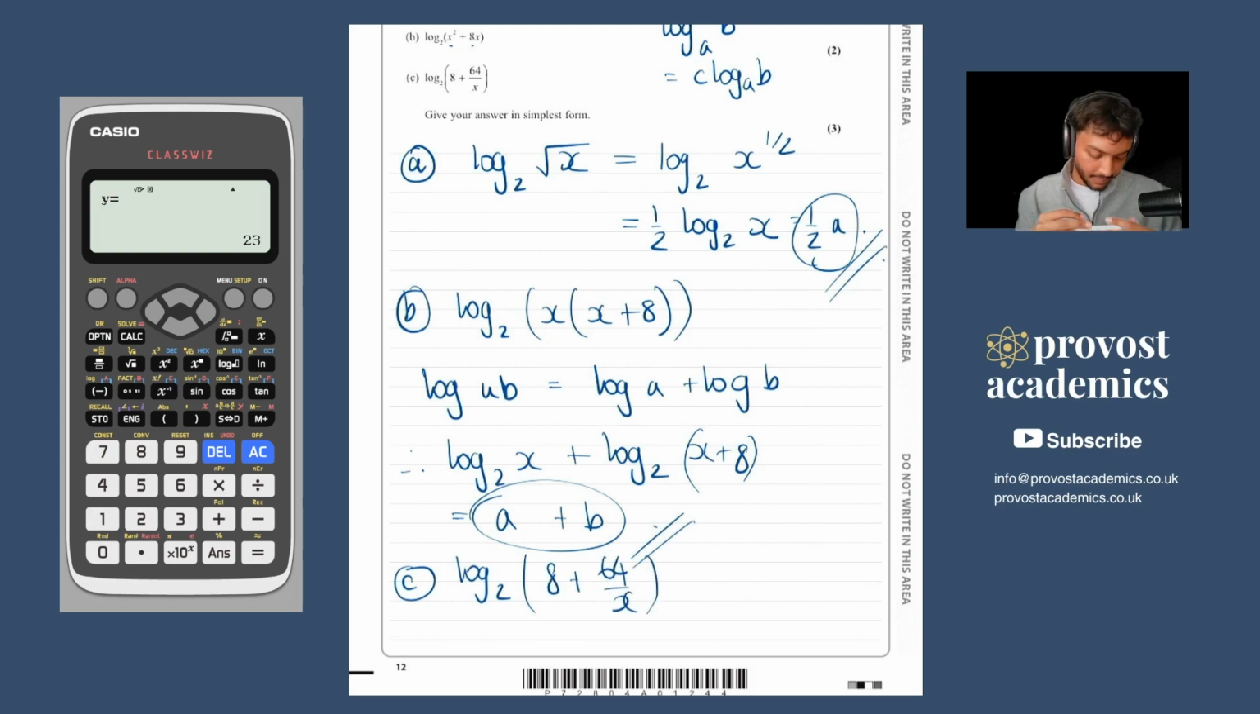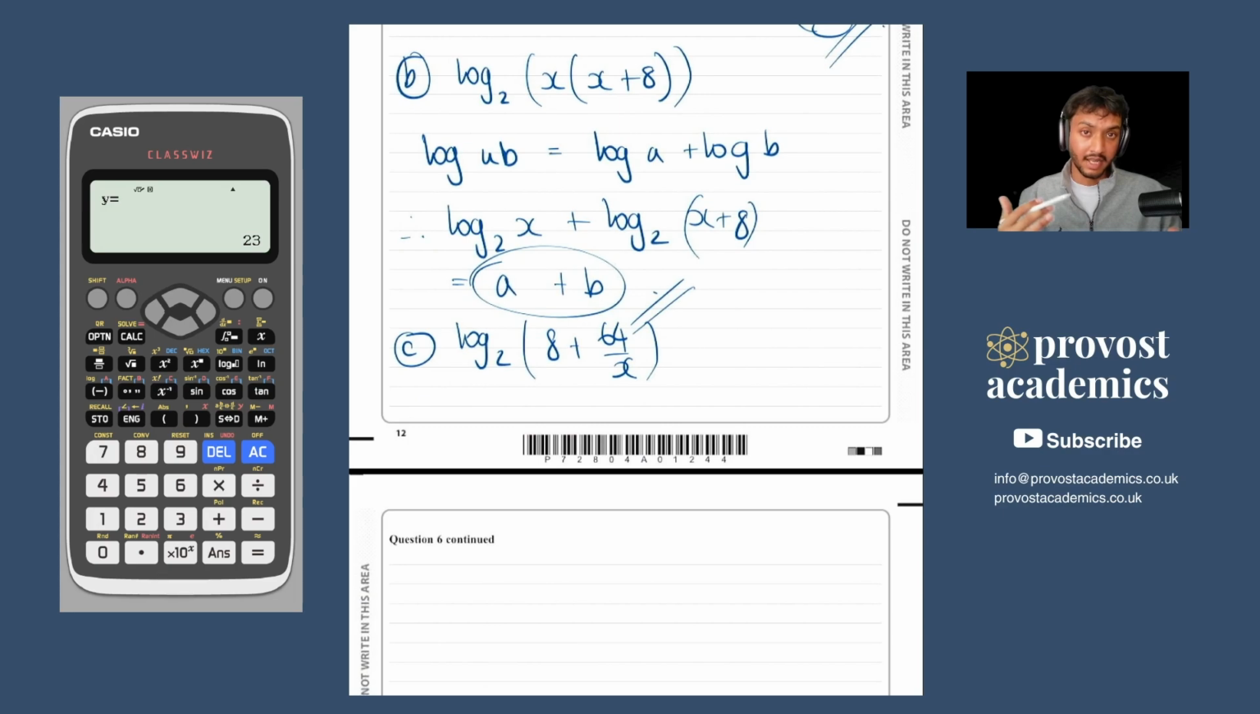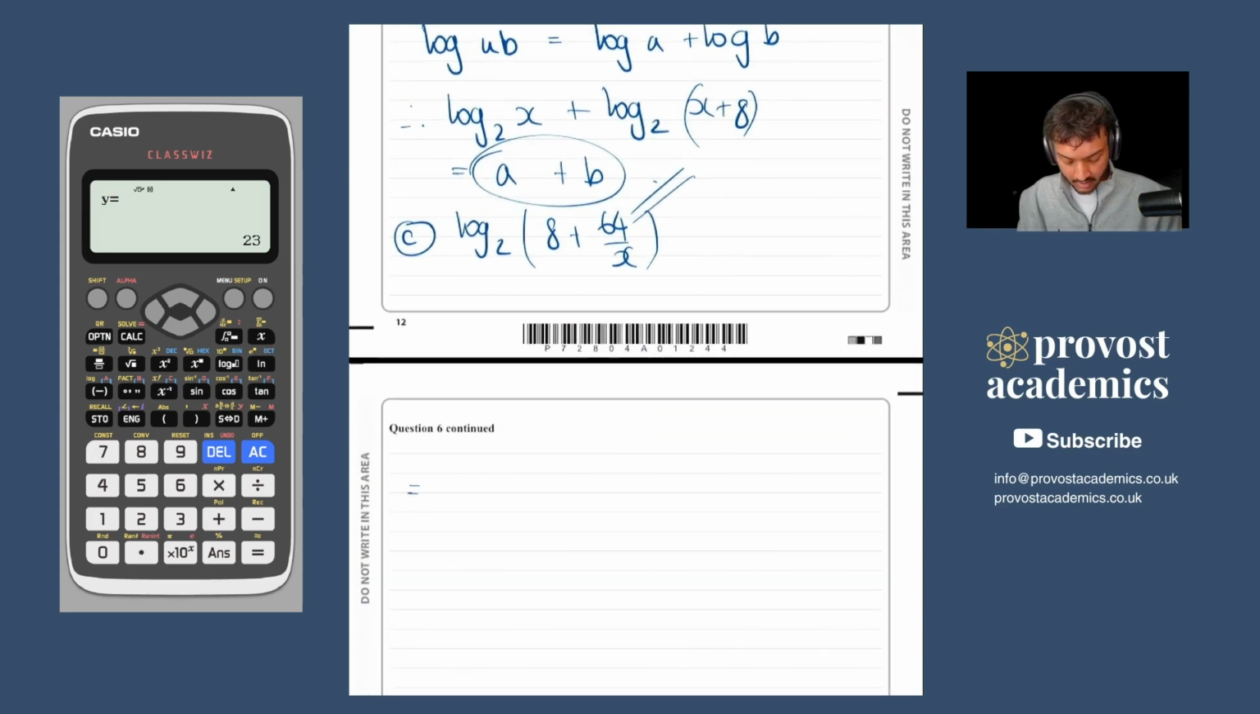Okay, so here, a couple of things we could do. I'm very inclined to find a common denominator and make it into one single fraction. So let's see what happens there. So base 2, (8x + 64)/x.